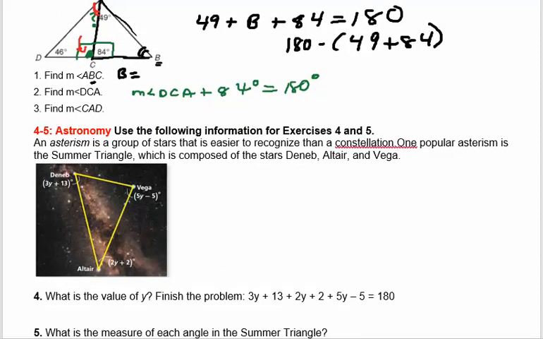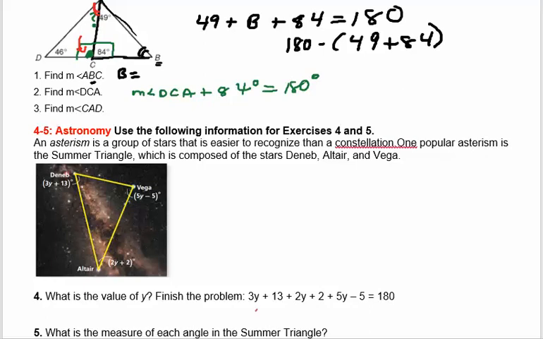Here we have a word problem. An asterism is a group of stars that is easier to recognize than a constellation. One popular asterism is the Summer Triangle, which is composed of the stars Deneb, Altair, and Vega. So we have the angles marked for each one of these. Each one of them has an expression. So we're going to use algebra to find some information.